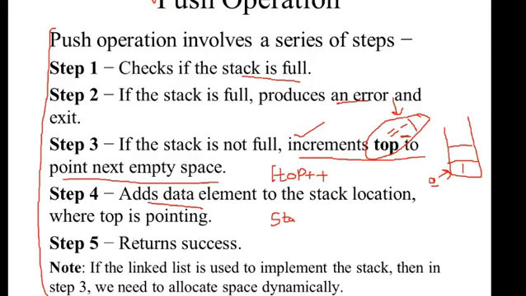Whatever you are doing here, you are first checking for the overflow situation. If it is not overflow, you can insert. In that case, you first need to increase the top value, because the top is already pointing to a full block, and after increasing the top value, you will get an index where the space is vacant. Then you need to add the element, and then you need to return that you have successfully inserted the element at the desired position.